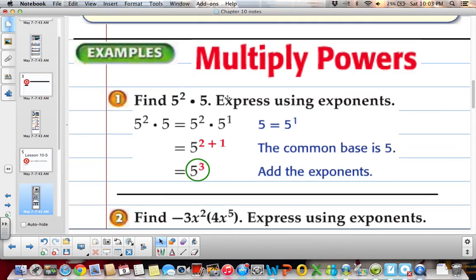All right, so here's an example. Find 5 squared times 5 expressed using exponents. So we know that 5 is the same as 5 to the 1st. So if we have 5 squared times 5 to the 1st, then we add 2 plus 1, and we get 5 cubed, or 5 to the 3rd.